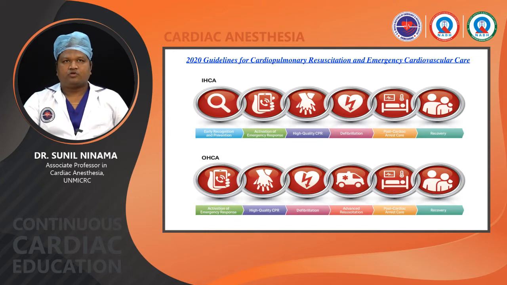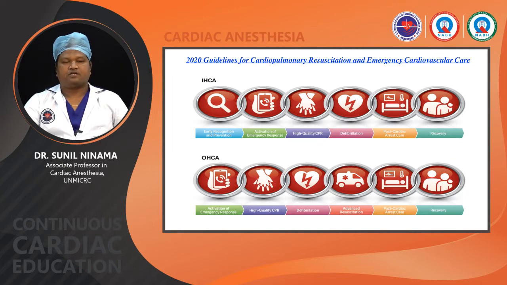These are the 2020 guidelines for cardiopulmonary resuscitation and emergency cardiovascular care. There are two guidelines: in-hospital cardiac arrest and out-of-hospital cardiac arrest. In in-hospital cardiac arrest, there is early recognition and prevention, followed by activation of the emergency response like the code blue team or whatever team is in your hospital, followed by high quality CPR, then defibrillation, then post cardiac arrest care, and then recovery.